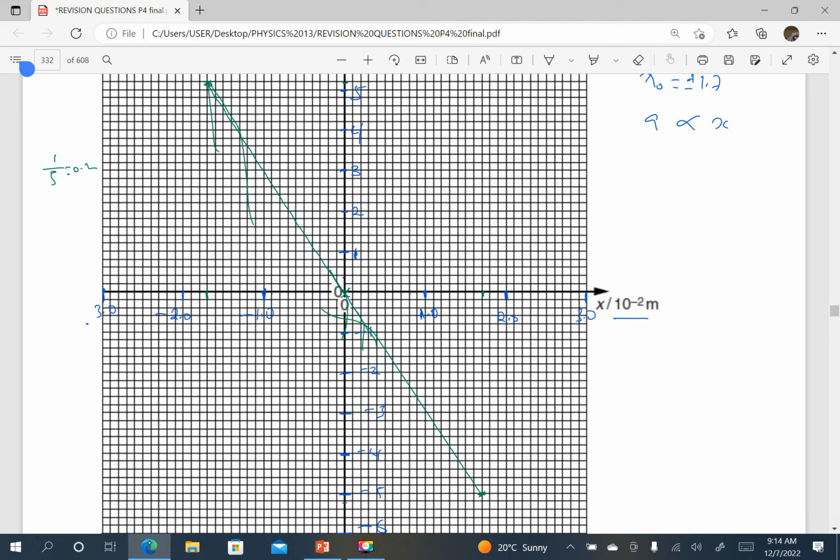Sorry, because I'm not using a ruler, that is the problem. I'm just trying to improvise. This line is not very straight. It's not going through my points as I wanted. Just put the ruler and draw a straight line through the plotted points.